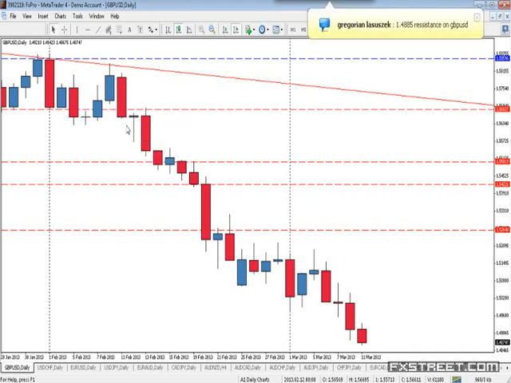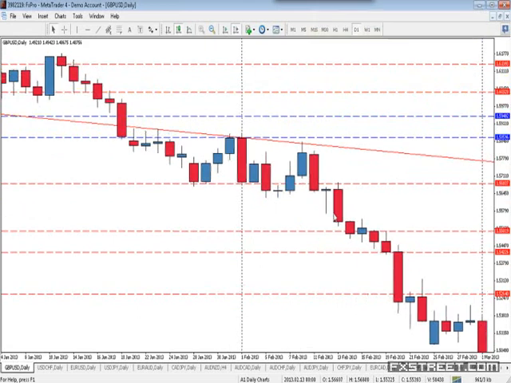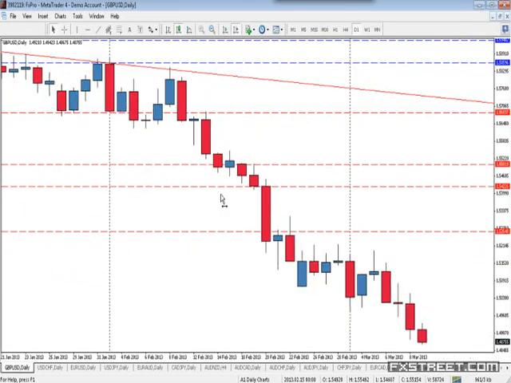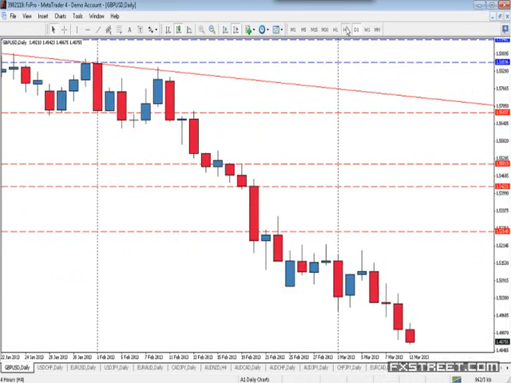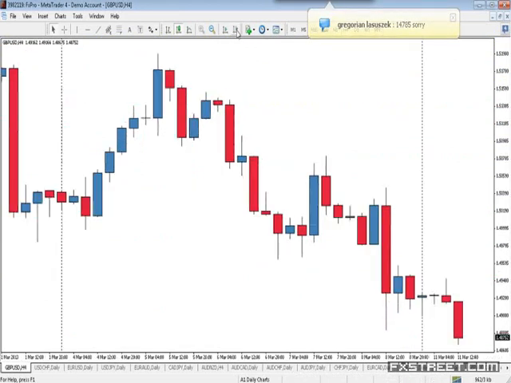Here's one here, which just completely got obliterated by this big bearish candle. Let's keep going here. Yeah, I don't have any on the pound.